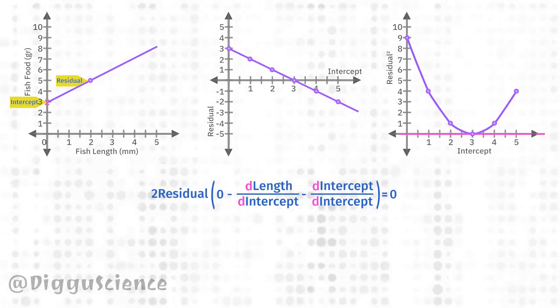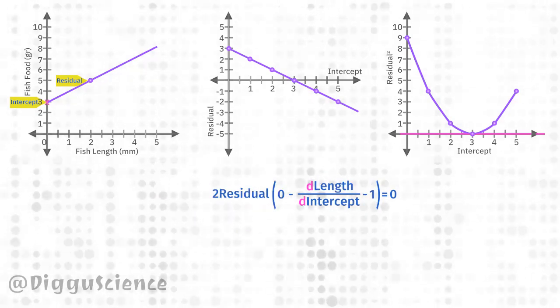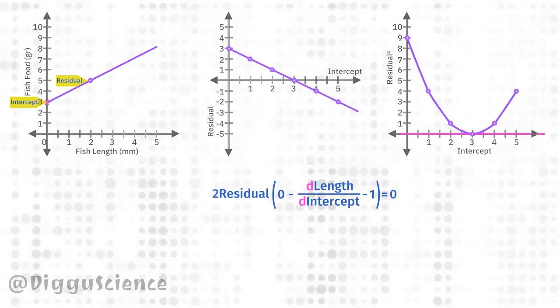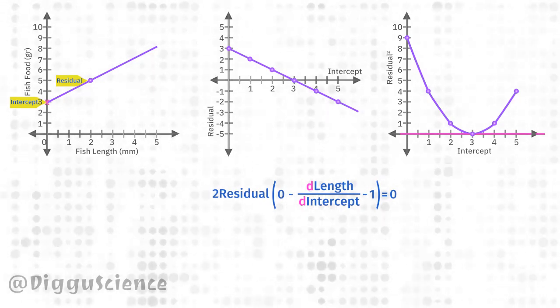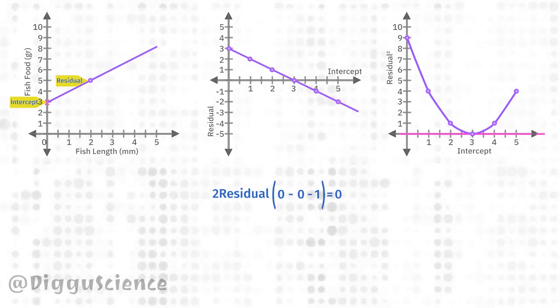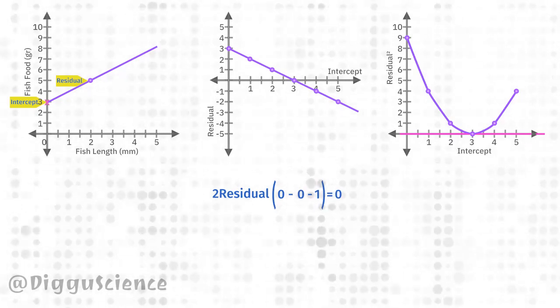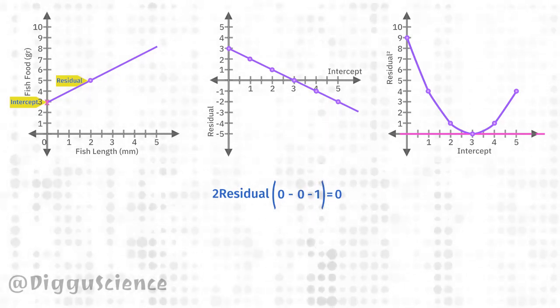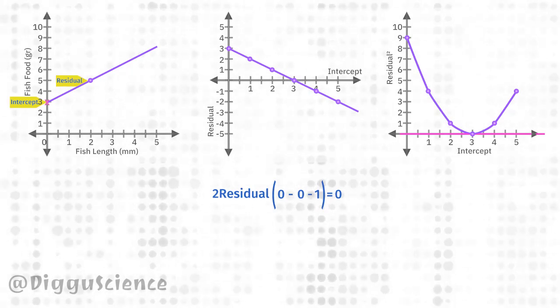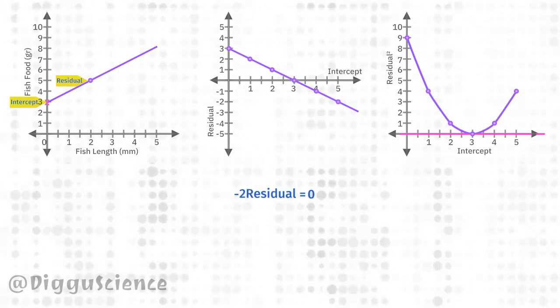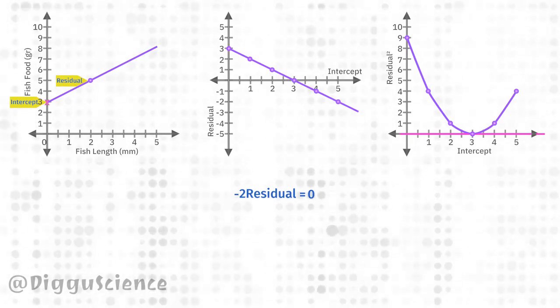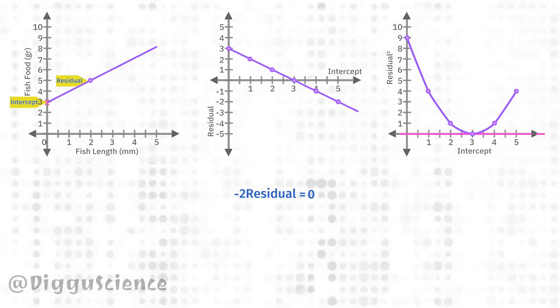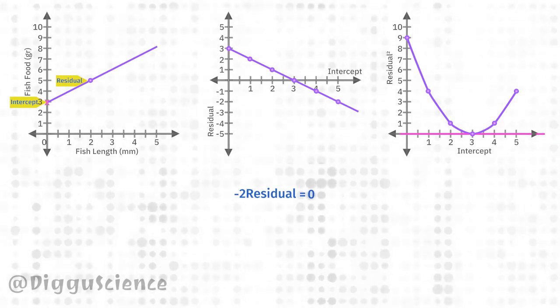The derivative of the intercept with respect to the intercept is 1. The length of the fish is not a function of the intercept. This value is 0. Thus, the overall derivative value is minus 2 times the residual value. To get a residual value of 0, minus 2 times the residual value equals 0.